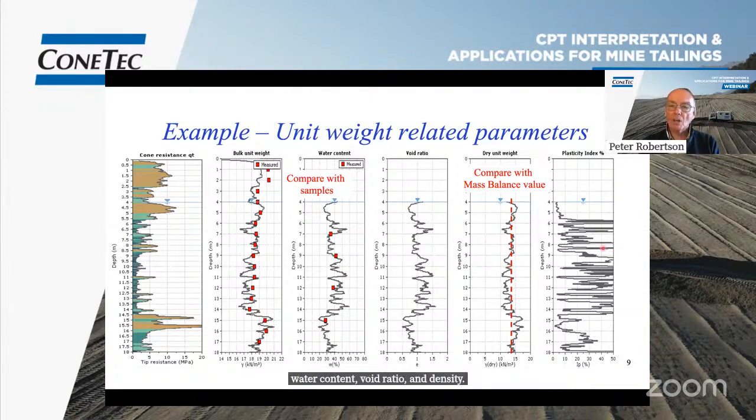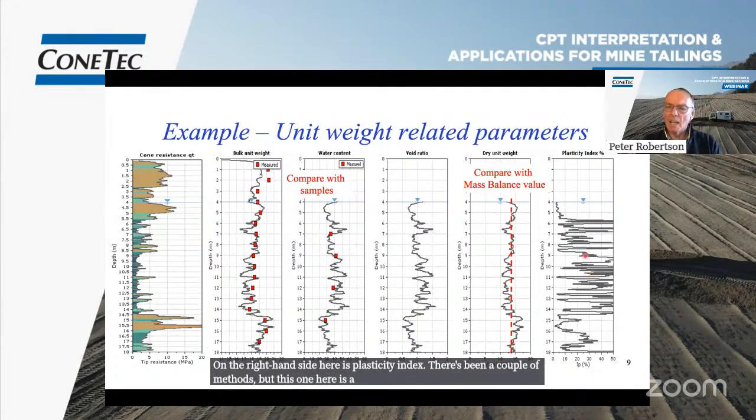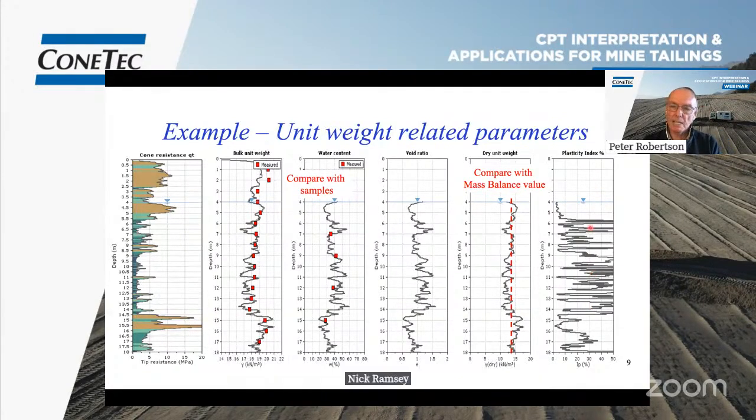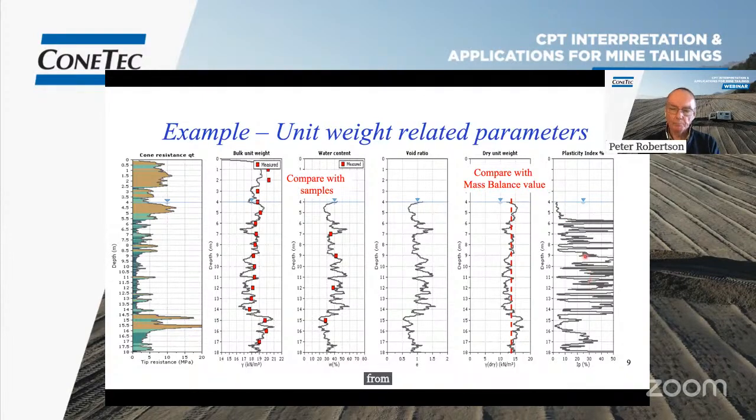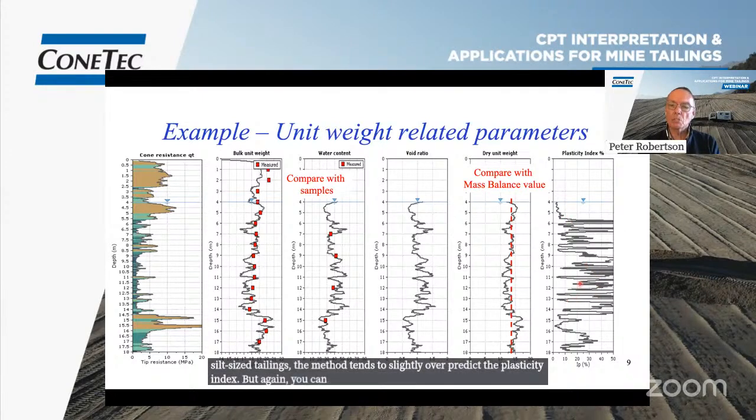On the right-hand side here is plasticity index. There's been a couple of methods, but this one here is a relatively new one from Nick Ramsey in Australia, and I think Nick may be listening to this from Melbourne. So you can estimate the plasticity index from the CPT data. What we're tending to find is in sensitive silt-sized tailings, the method tends to slightly over-predict the plasticity index. But again, you can see the variability, which is quite insightful.